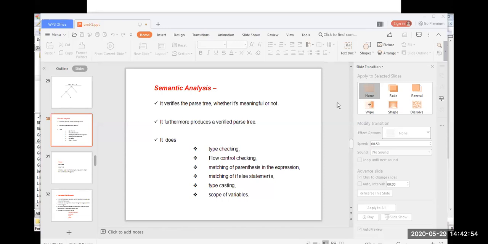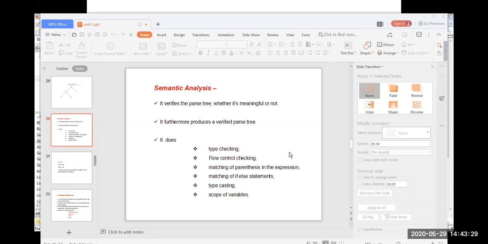When we compile a program, generally we will get some errors. Most of the syntax errors are generated in these two phases only: syntax analysis and semantic analysis. Syntax analysis will observe whether the structure is as per the rule or not. And semantic analysis will observe, even though it is as per the rule, whether it is meaningful or not. Clear?